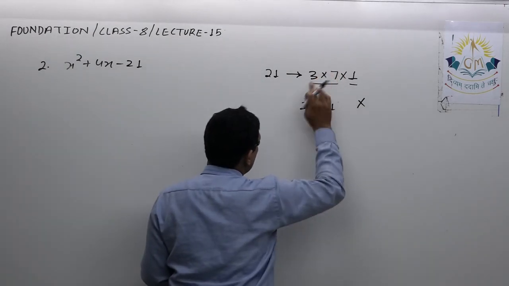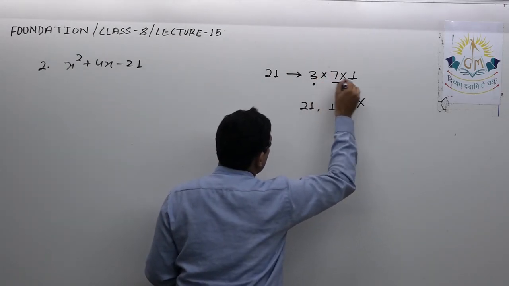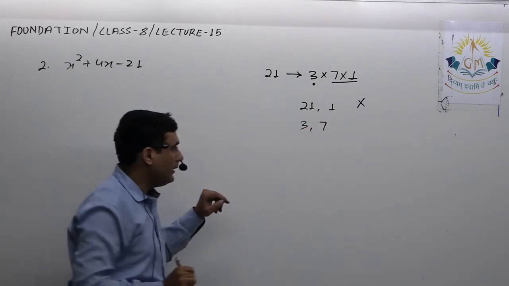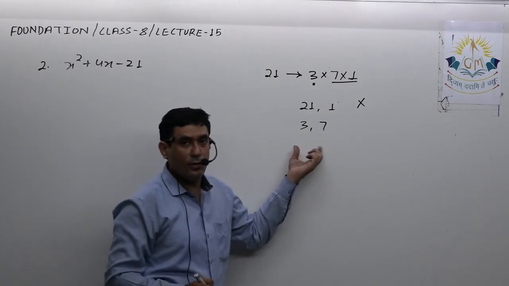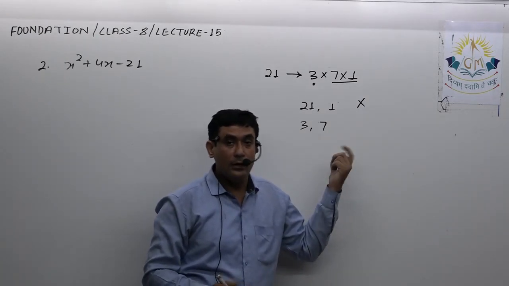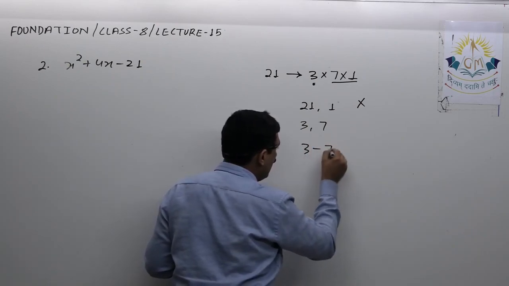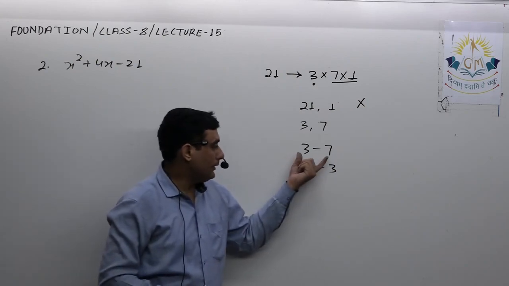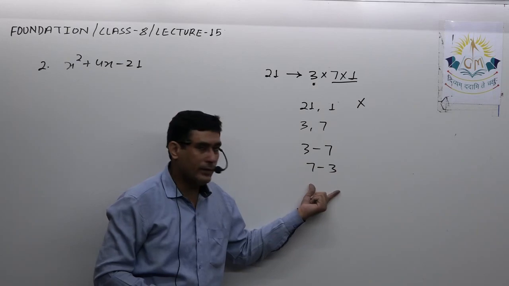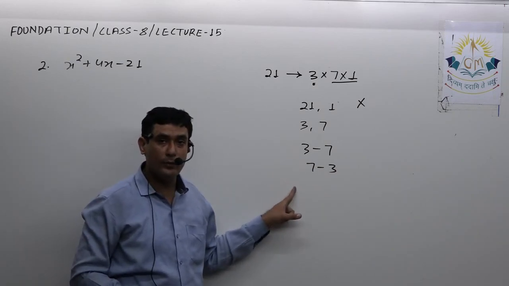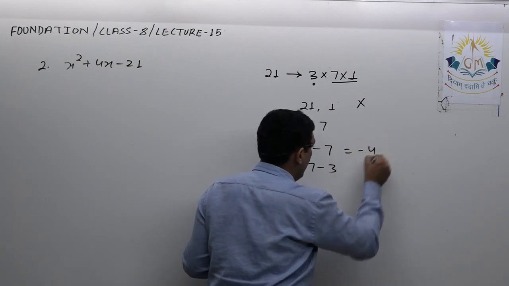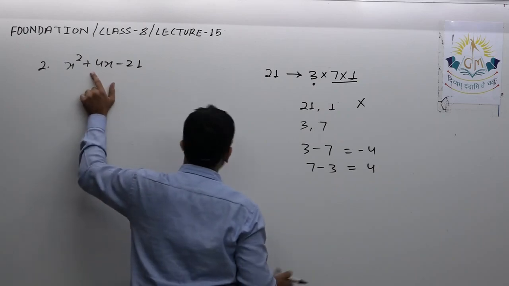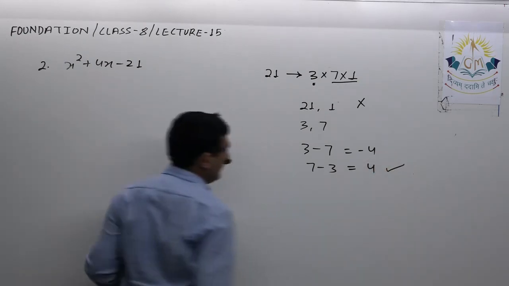Now if I take 3 in one group and 7 in the second group, yes, their difference is 4. Their addition is not 4, 3 plus 7 is not 4. When I say difference, it means minus sign must be there. So 3 minus 7 is also known as difference, 7 minus 3 is also known as difference. Which among these two will I go with? 3 minus 7 is minus 4, 7 minus 3 is 4. Now over here, see the sign of the middle term, positive. That means we have to go with this.